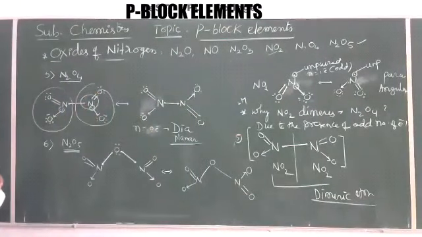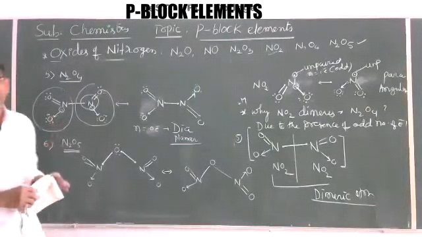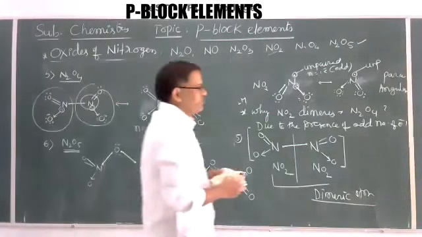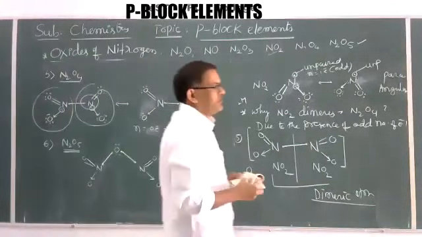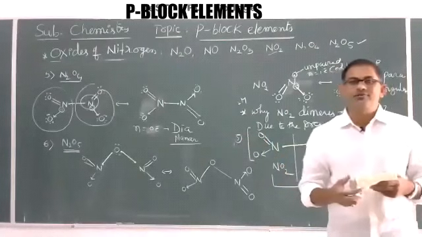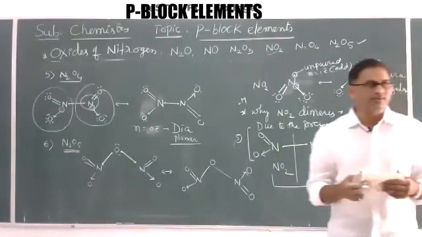These are the 6 important oxides' resonating structures. Very, very important. Based on this, maybe in the objective paper, one question is guaranteed. They'll ask for the correct resonating structures of the corresponding oxides of nitrogen.